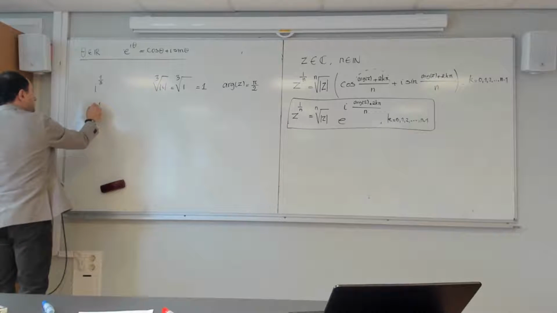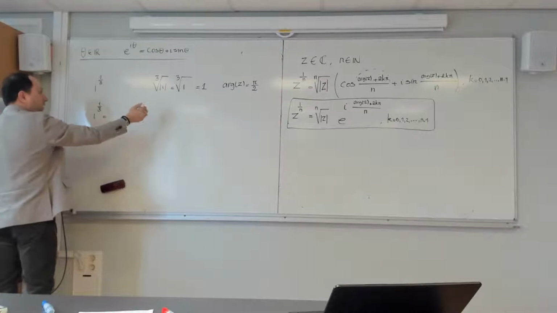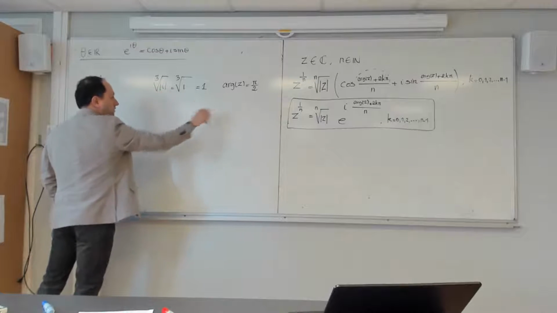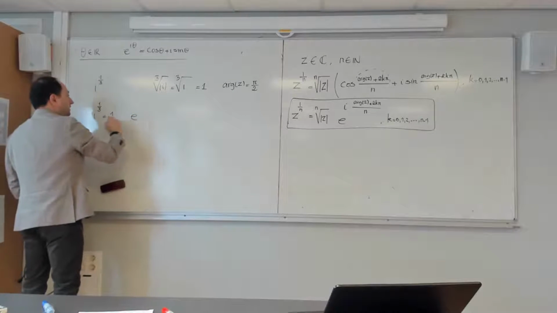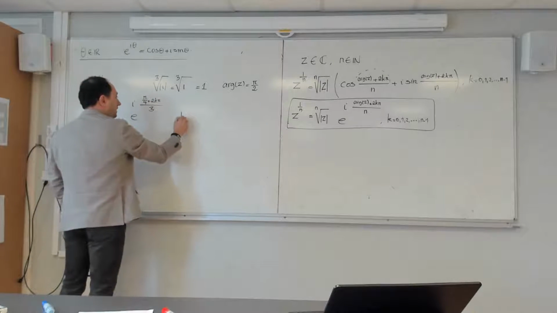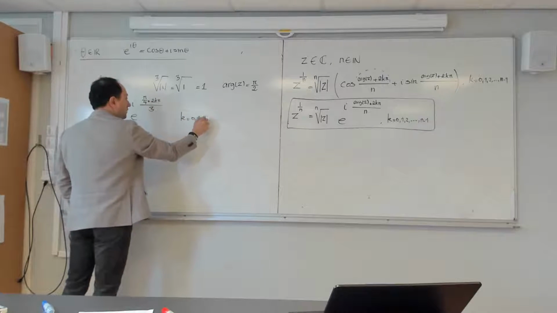And then you put everything there. So i to the power of 1 over 3 is the third root of 1, which is 1. Let me write it down. And then I have e to the power of i times my argument, but I need to write 2k pi and then divide by 3. But here k is 0, 1, or at most 2.